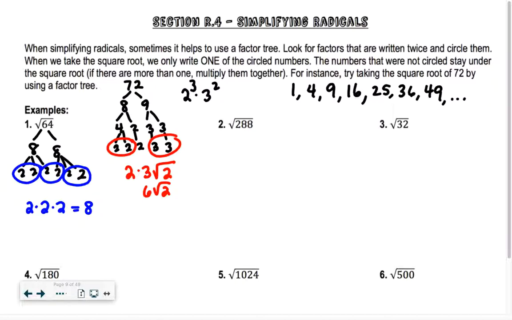You get it? But when you see things like square root of 64, we're not going to do all that. We're not going to do a factor tree. I just want you to write 8, right?